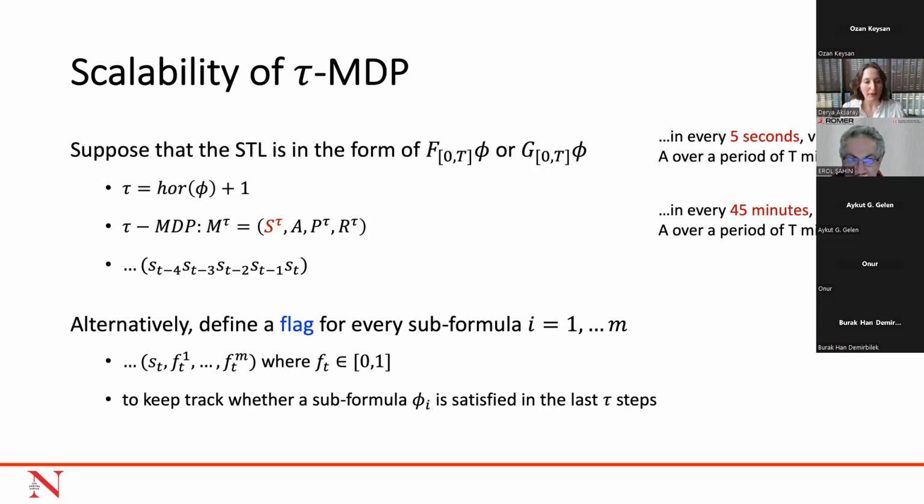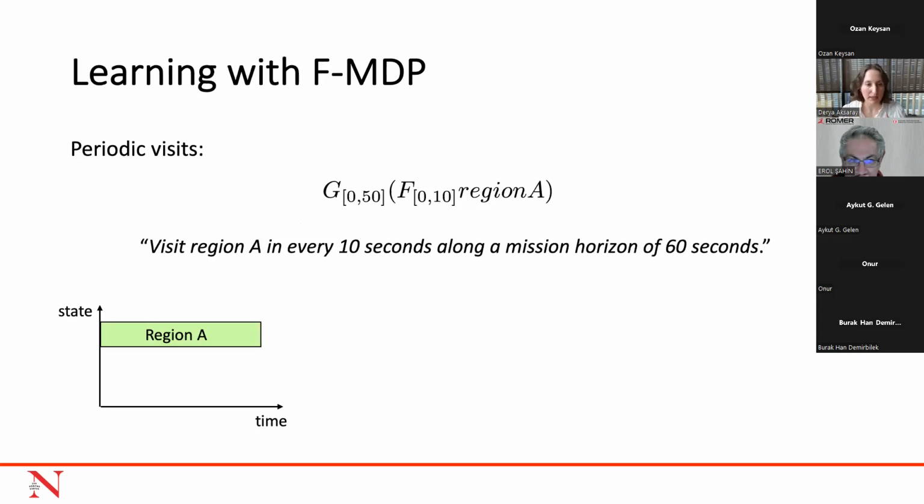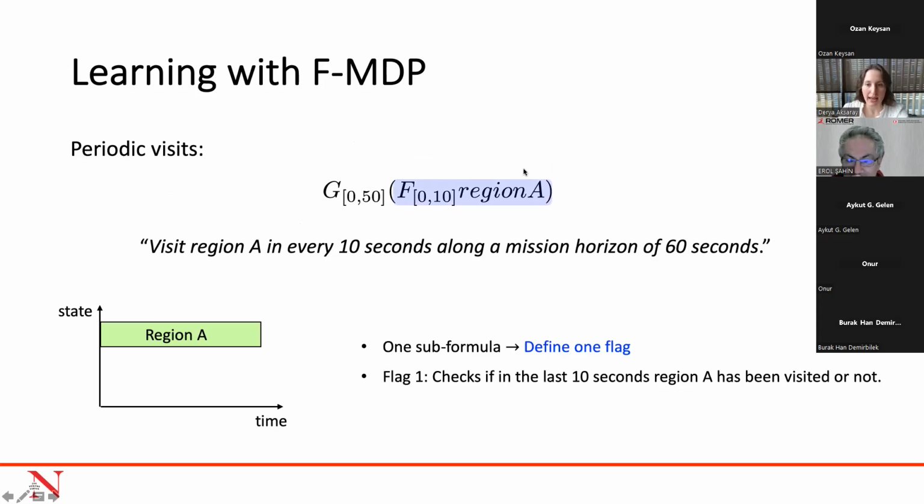So alternatively, we come up with another augmentation of the state space, and this is based on some flags. This time, I don't need to explicitly keep the state history, but I'm going to define some flags, and those flags will tell me something about the last tau steps of history. I have some illustrations here. Let's say I have a formula like globally eventually region A, meaning that we visit region A in every 10 seconds along a mission horizon of 16 times 60 seconds. Since I have one sub-formula here, I will only create one flag, and that flag will keep track of whether region A has been visited in the last 10 seconds or not. So I will keep my current state and the current flag, and that's it. With these 2 variables, I can actually make a decision.